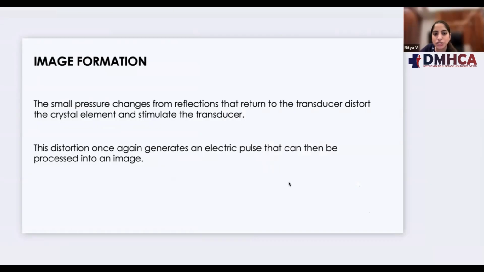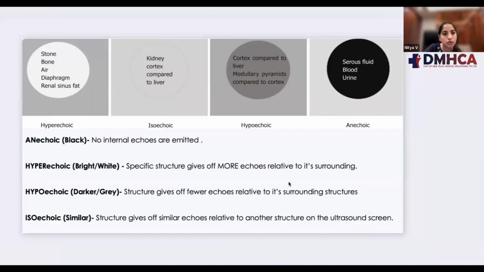The small pressure changes from the reflection that return to the transducer distort the crystal element, and that stimulates the transducer. So the distortion once again generates the electrical pulse, and that can be processed into the image. So now just about the basic terms that we use in ultrasound.